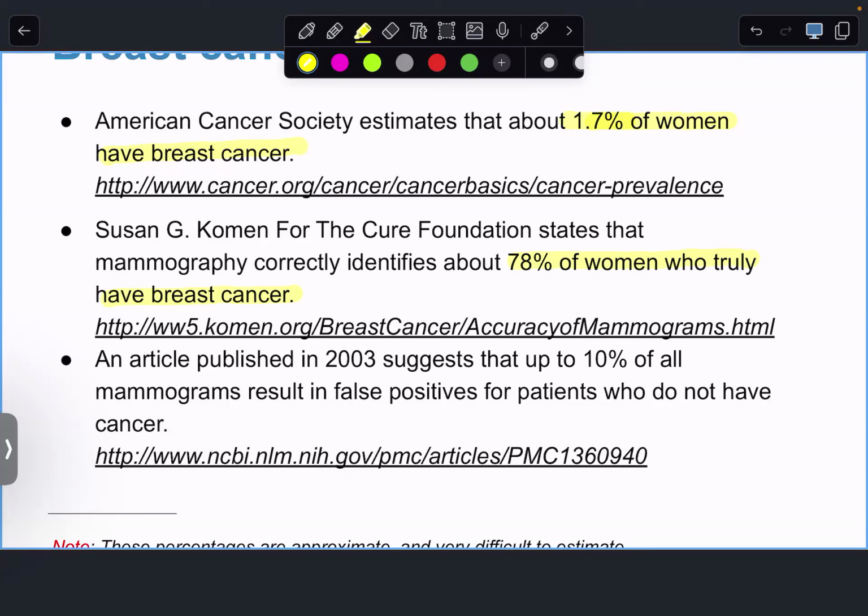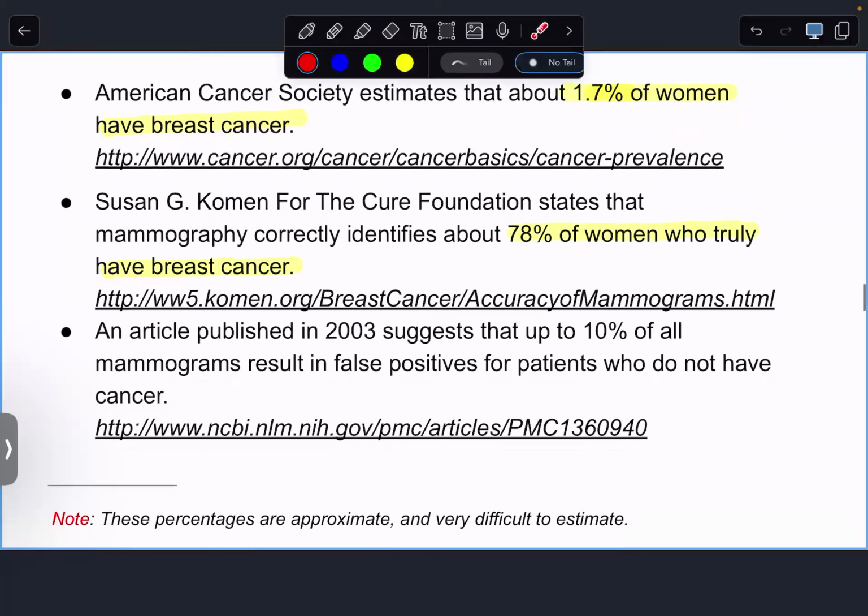So we're given this related information that we're going to use. Okay. Followed by an article published in 2003 suggests that up to 10% of all mammograms result in false positives for patients who do not have cancer. Okay. So a false positive for those who do not have cancer.